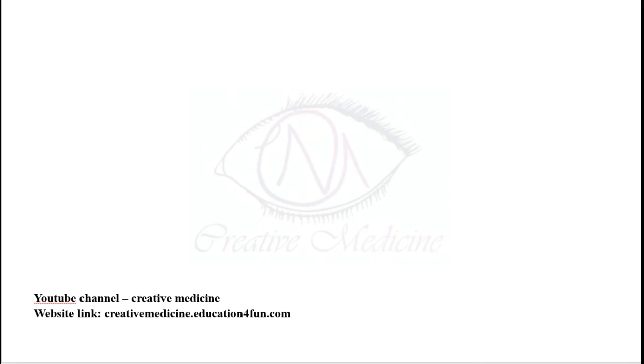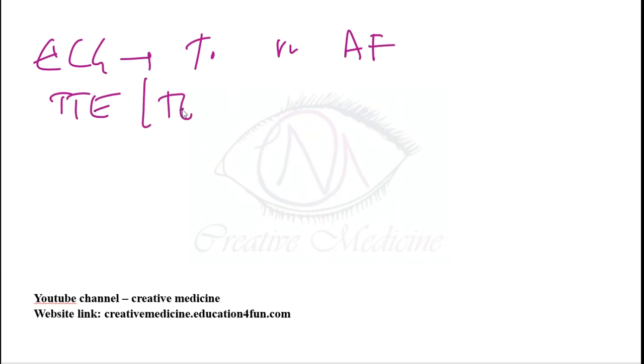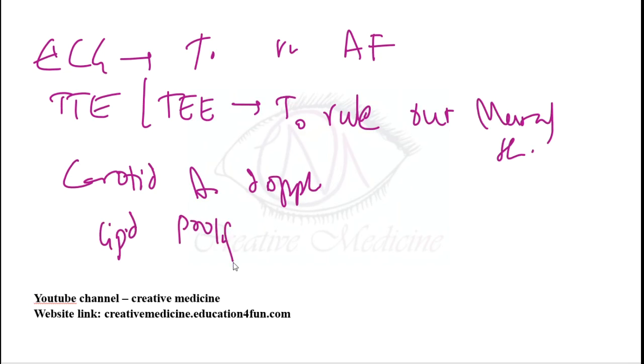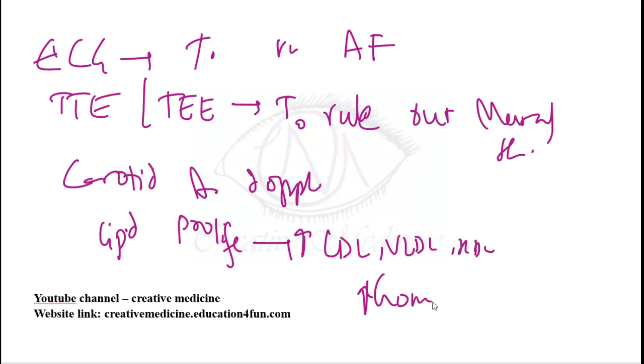Next, what will you do if a patient comes with TIA? First, you will do ECG. ECG is done mainly to rule out atrial fibrillation. Then you will do transthoracic echocardiography or transesophageal echocardiography, both mainly done to rule out mural thrombus. Then we have carotid artery Doppler. Then the lipid profile is seen, where you will see increased levels of LDL, VLDL and decreased HDL. And you will also see increased homocysteine.